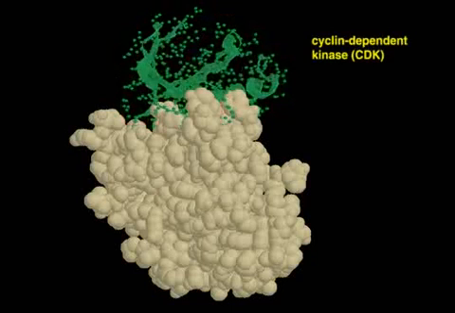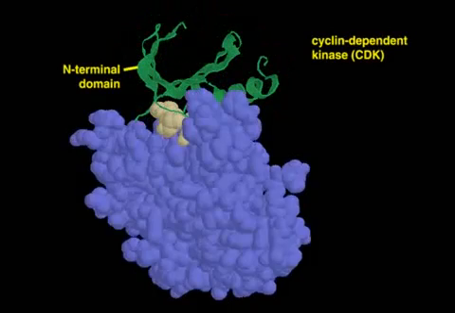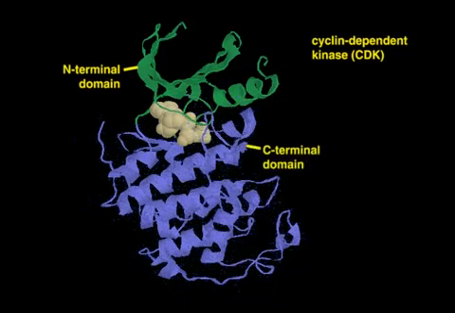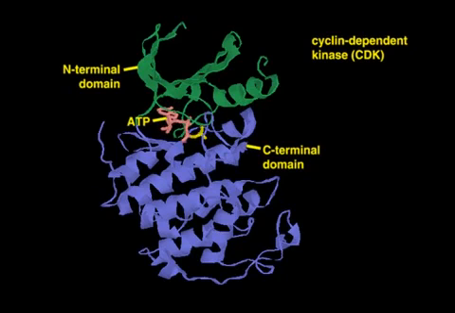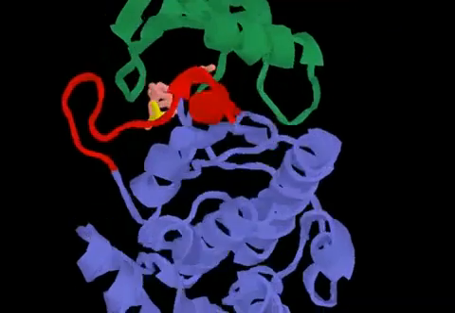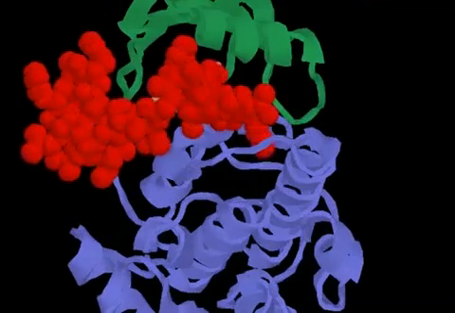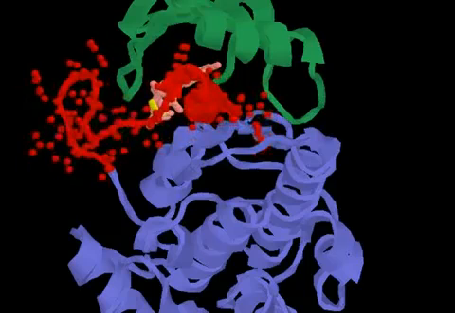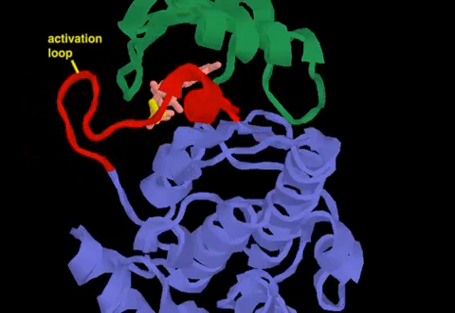Cyclin-dependent kinases, or CDKs for short, are crucial regulatory proteins in the cell cycle. When activated, these kinases transfer phosphate groups from ATP to serine and threonine side chains on target proteins. When inactive, the active site of CDKs is sterically occluded by a loop, often referred to as the T-loop.